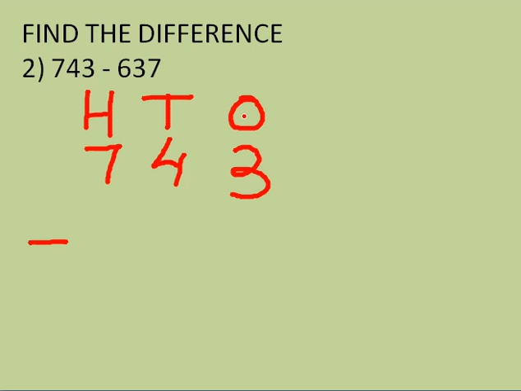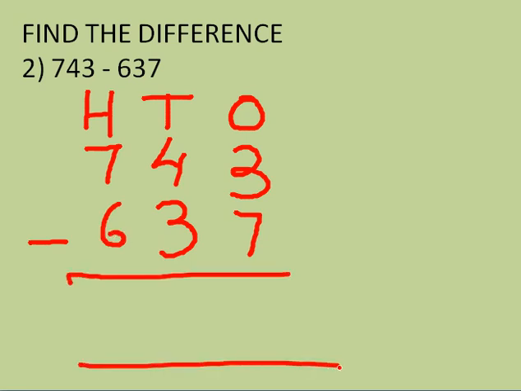In this, 7 is at ones place, 3 at tens place, and 6 at hundreds place. Now we will start our subtraction. You know it very well: addition or subtraction has to be started from ones place. So we'll start our subtraction from ones place.